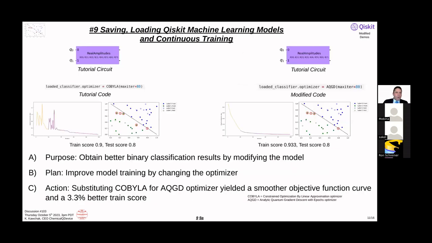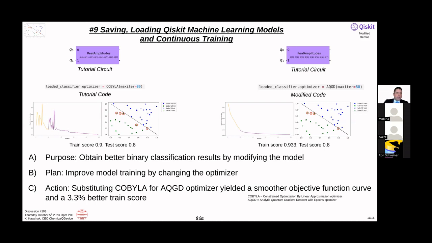Okay, so this next one, saving and loading Qiskit ML models and continuous training. So the circuit was kept the same. However, I found this really good optimizer. So it's this AQGD. Now, AQGD stands for Analytic Quantum Gradient Descent with Epochs Optimizer. Now, other platforms have quantum-specific optimizers, and I believe they're only available through, say, Qiskit and other libraries too. They might do a different one.